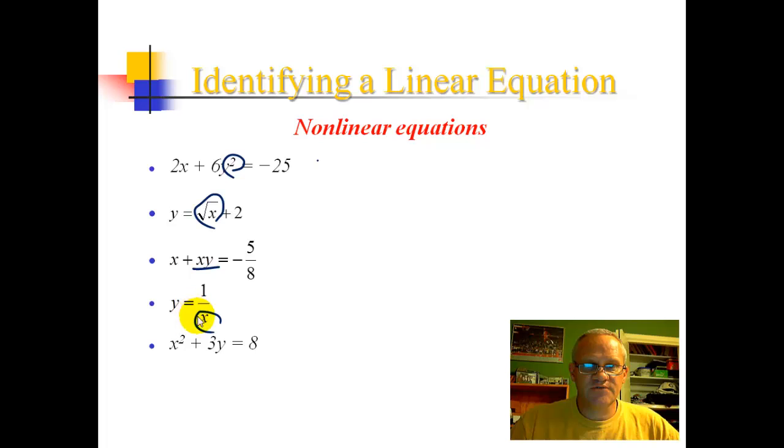And then the last one here, if you haven't figured it out already, just like our y squared up here, we don't like x squareds either. X squared, x to the third, any power on x will also make it not linear. So those are situations that are not linear.